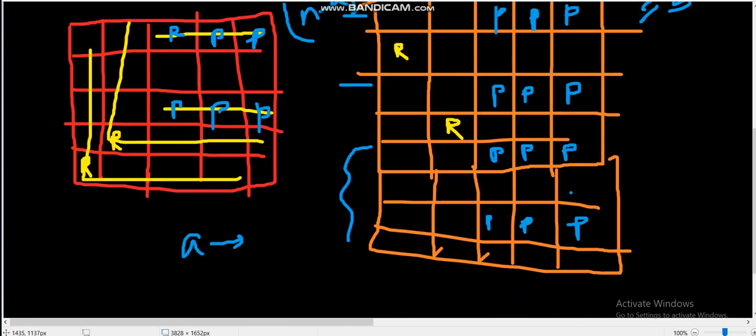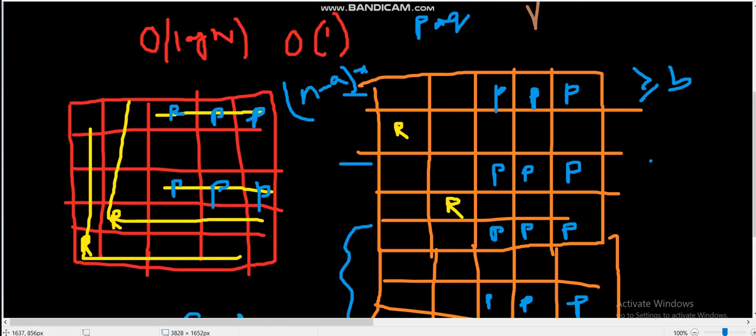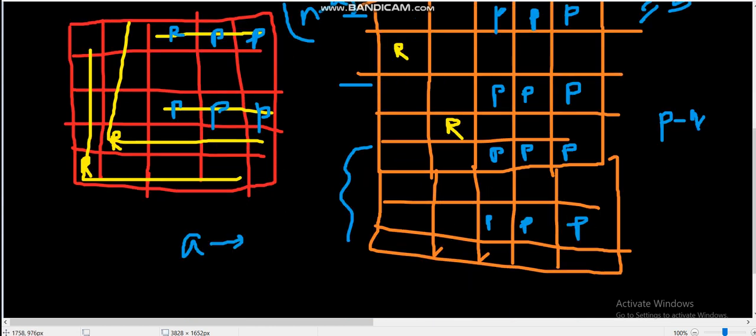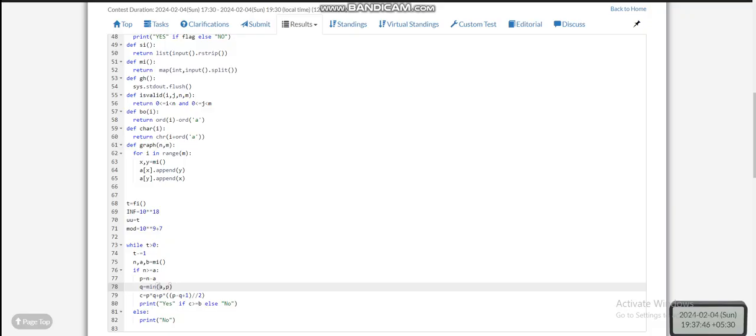For the external rows, there are p minus q rows, and out of these we can choose (p minus q plus 1) by 2 rows. Let's say there are five external rows, then we can put pawns in three rows. That's why we take (p minus q plus 1) by 2 rows, and in each row we can place p pawns, so p into (p minus q plus 1) by 2. That's what I am doing here. We print yes if c is greater than or equal to b, otherwise we print no.